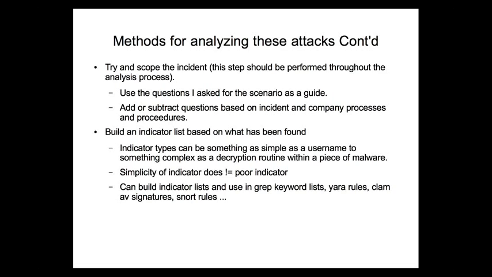Say I found foo in a file that shouldn't have been there. Foo could be a very, very valid indicator that I want to search for. And then continuously build that list. Don't just stop with the first few indicators that you find. Keep building that list and feed it back into your detection.